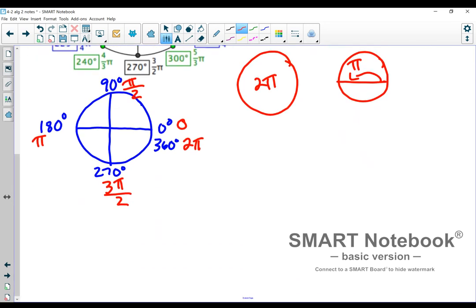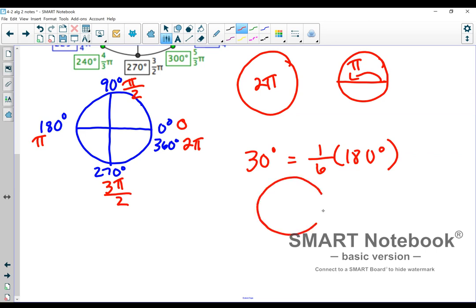So let's now use some common sense about 30 degrees. 30 degrees is 1/6 of 180, right? 1/6 times 180 is 30. So when I go to draw 30 degrees, it would be pi over 6, because it is 1/6 of 180. So if I look at multiples of pi over 6, I'm looking at multiples of 30. If I have 5 pi over 6, I would have 5 times 30.